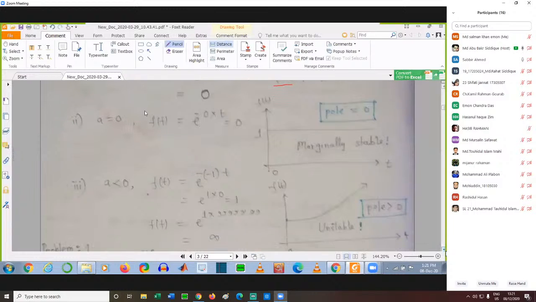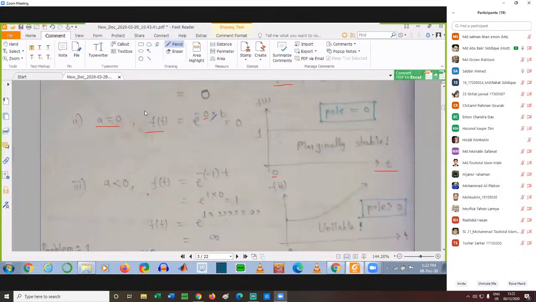Now for the next case, a equals 0. You can write f(t) equals e to the power minus a, which is 0, times t, and you can keep it as t, because if t is 0, 0 multiplied by 0 is 0. And if t is infinite, if you multiply infinite with 0, still you will get 0. So it does not matter. Whatever t is, from 0 to infinite, if you multiply that with 0, it will always give you the output 0.